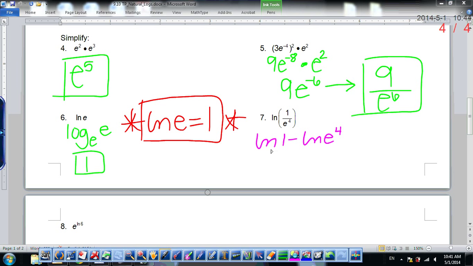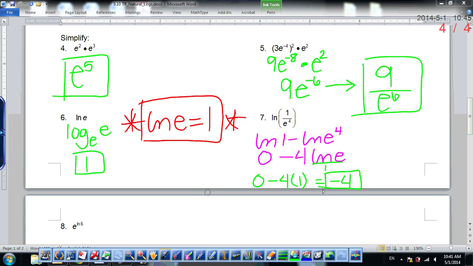Anytime you have an argument of 1, that's always 0, right? So this is 0 minus... Could I bring this 4 to the front? So 0 minus 4 times the natural log of e. Well, what did we just figure out that the natural log of e is? 1. So this is 0 minus 4 times 1, which gives us negative 4.